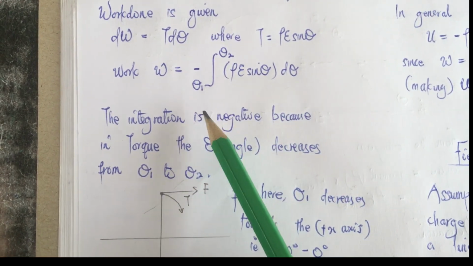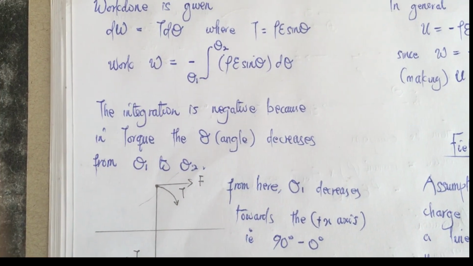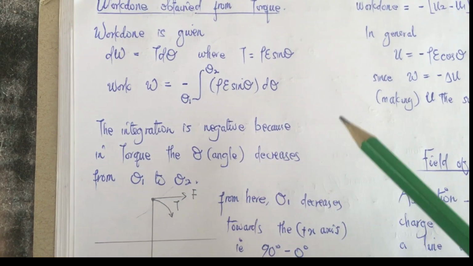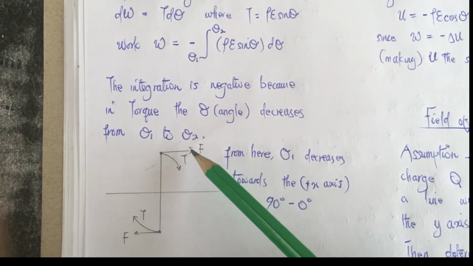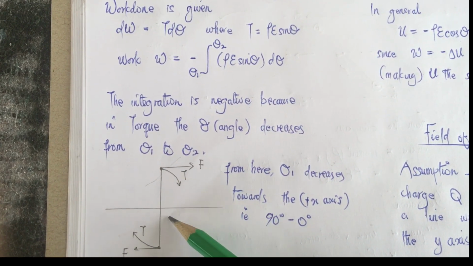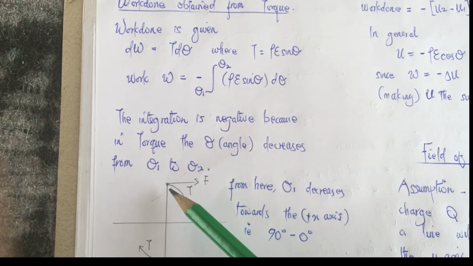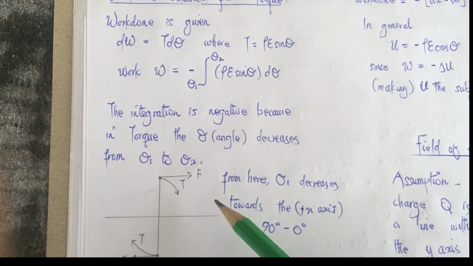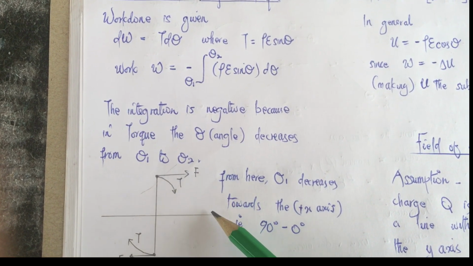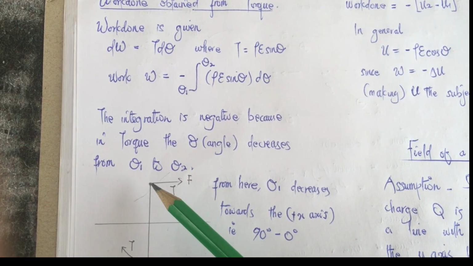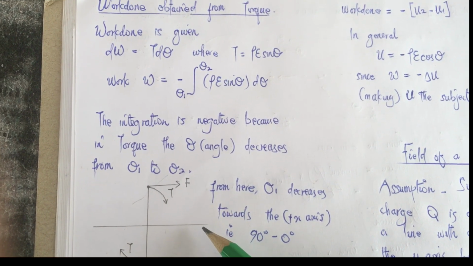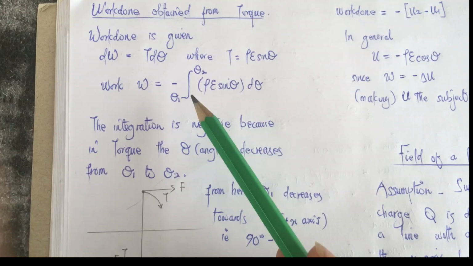Okay, the reason why the integration is negative is because, as the charge is moving like this, let's say this is a 90 degrees angle. As it is moving, the angle is decreasing from 90 degrees to, let's say, 0. By the time this charge gets to this side, the angle has decreased from 90 degrees to 0 degrees. That is why we are having a negative integral here.